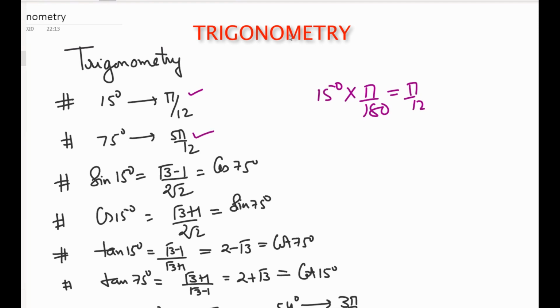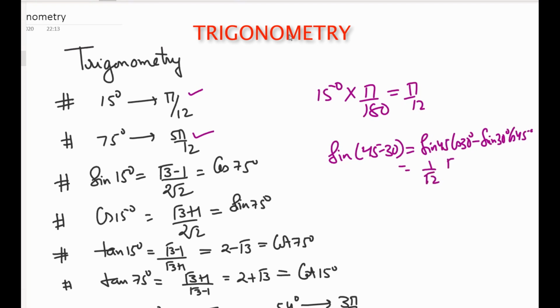Sine 15 degrees is root 3 minus 1 upon 2 root 2. How do I get this? By using this formula. 15 is 45 minus 30, and the identity of sine A minus B is sine A cos B minus cos A sine B. This is 1 by root 2, this is root 3 by 2, minus 1 by 2 and 1 by root 2. This is how I get root 3 minus 1 upon 2 root 2.